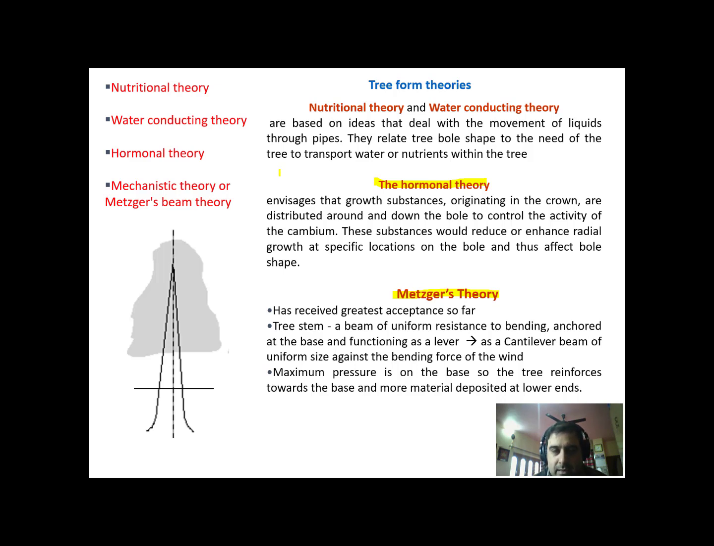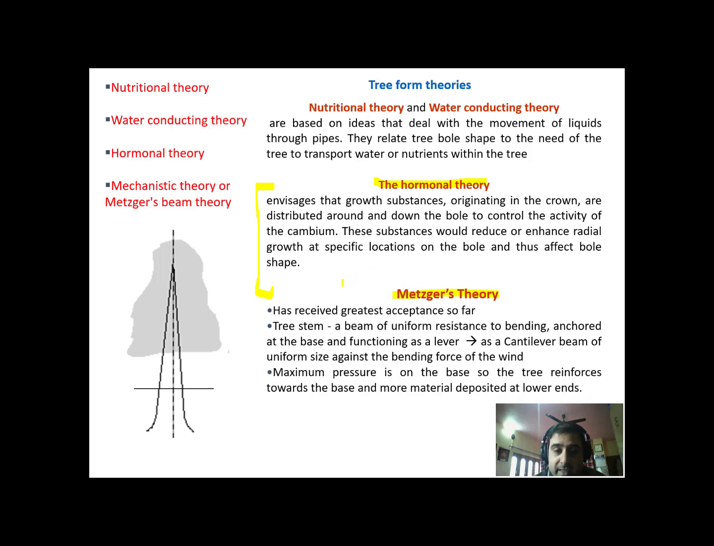Now there is another theory, the hormonal theory, which promotes that the hormones produced or originated in the crown are distributed to different parts of the tree, and these hormones would reduce or enhance radial growth at specific locations on the bole and thus affect the bole shape. So it concludes that it is the hormones which are responsible for the different form along the stem of a tree at different places.